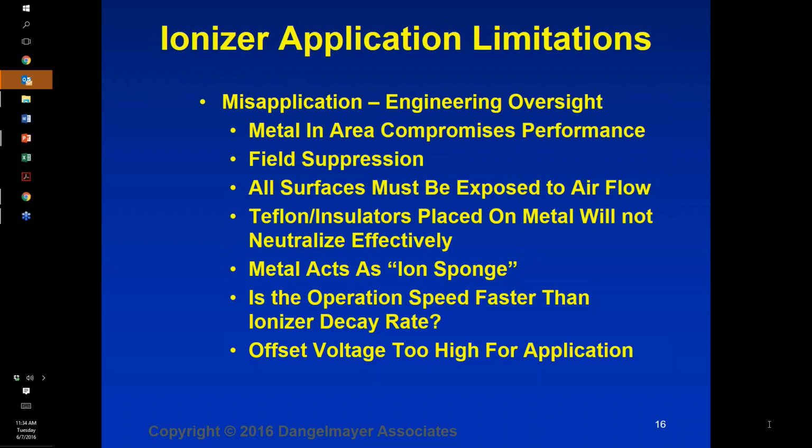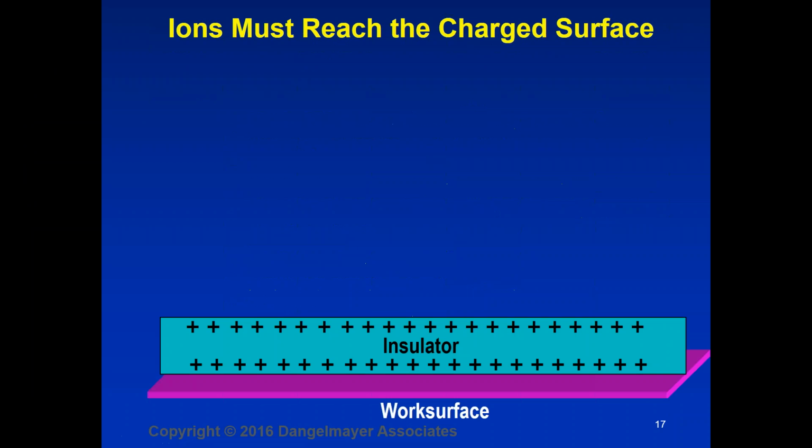And very often, one of the most important things is to make sure that the offset voltage of the ionizer is not too high for the application. You wouldn't want an ionizer that works perfectly well in a general electronics application with an offset voltage of 20 volts. You wouldn't want to use that on an object like an MR head, which has a sensitivity of 1 volt. You need to choose an ionizer that has an offset voltage that's correct for your specific application.